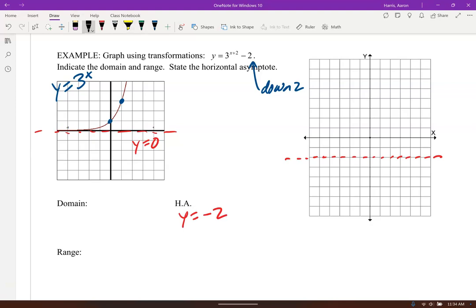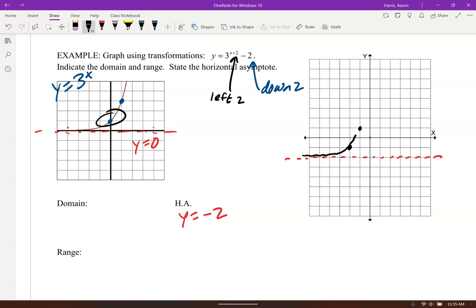And then what does this plus 2 do? Which direction is that? That's the one that takes us left 2. It's up there in the exponent. x is replaced with x plus 2, so it takes the whole thing left 2. Okay, so we're left 2, down 2. I'm going to take that point (0, 1), and I'm going to go left 2 and down 2, and it's right there. I'm going to take the point (1, 3), left 2, down 2, right there.